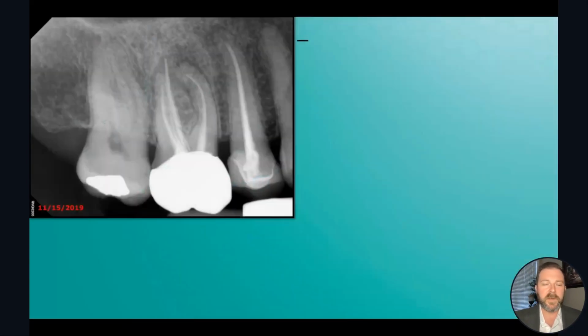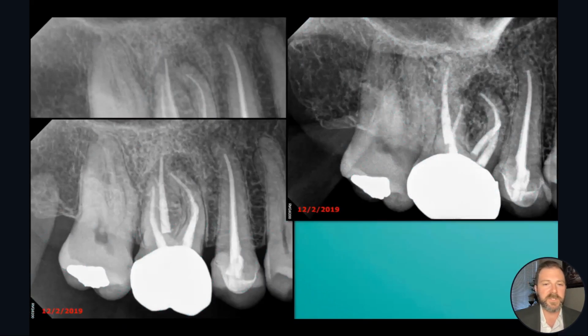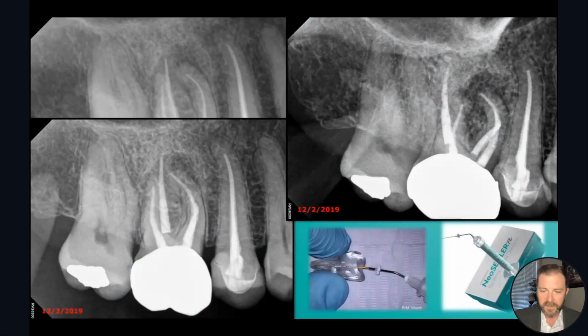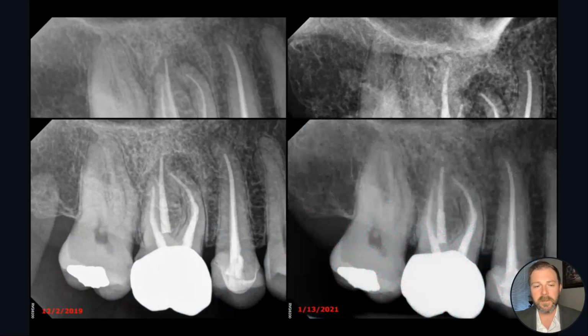This is just a relatively straightforward case where we have carriers in what I thought was a missed MB2. And sure enough, we got in there and it was just a sharply curved MB2, finished up in late 2019. Again, using neosealer flow. This was literally exactly the same situation as when I inject into MB2 and watch it, or into MB1 and watch it flow up MB2. And then here we are at our 1-year recall, wonderful healing as well. Again, stimulating the healing at the apical tissues, our ligament looks nearly completely reformed.